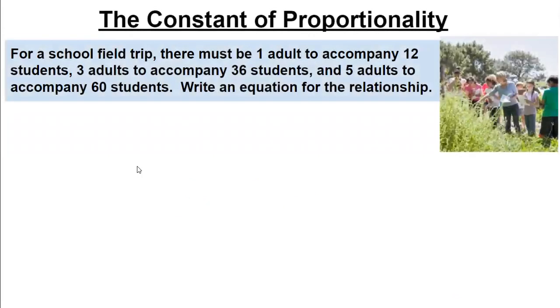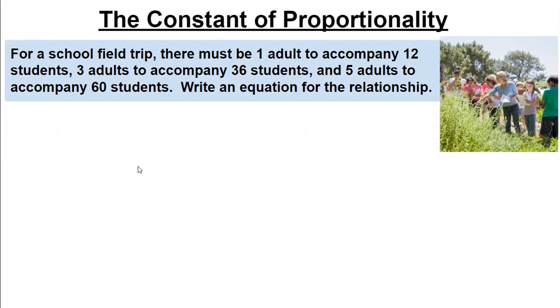Okay, next. The constant of proportionality. For a school field trip, there must be 1 adult to accompany 12 students, 3 adults to accompany 36 students, and 5 adults to accompany 60 students. Write an equation for the relationship.